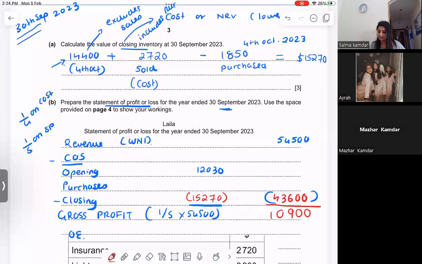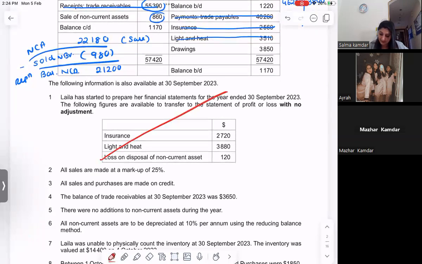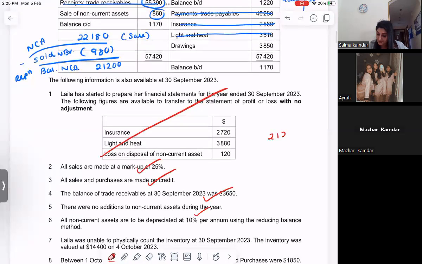So we'll do 43,600 plus 15,270 minus 12,030. So you get 46,840. This was our balancing figure, the reverse sum. Okay, now let's read. This is done. This is done. This is done. There were no additions to non-current assets. So 21,200 is our non-current assets with us.